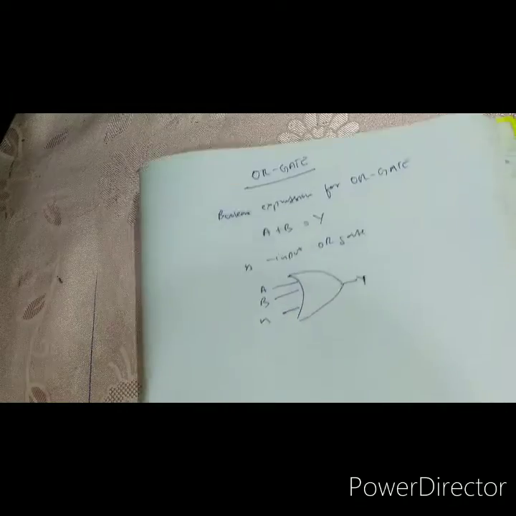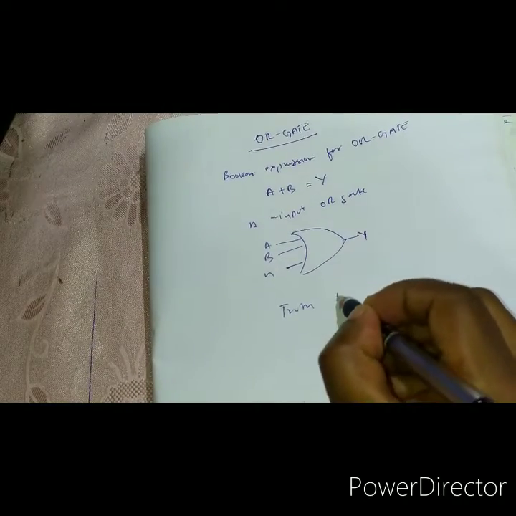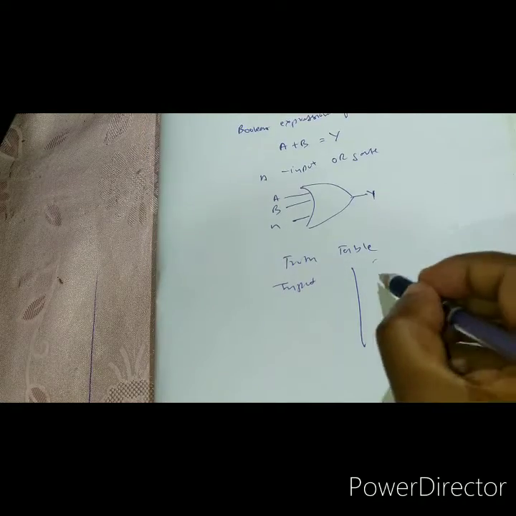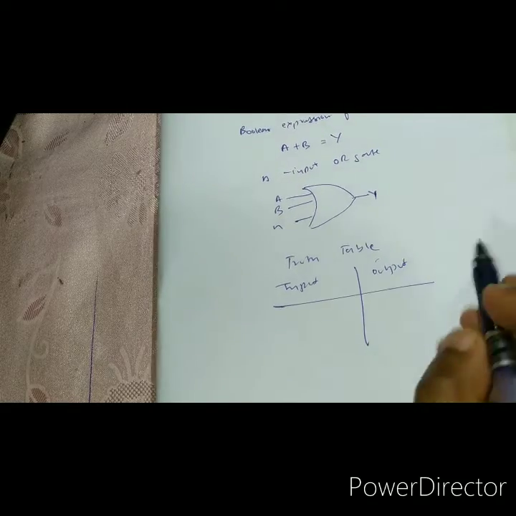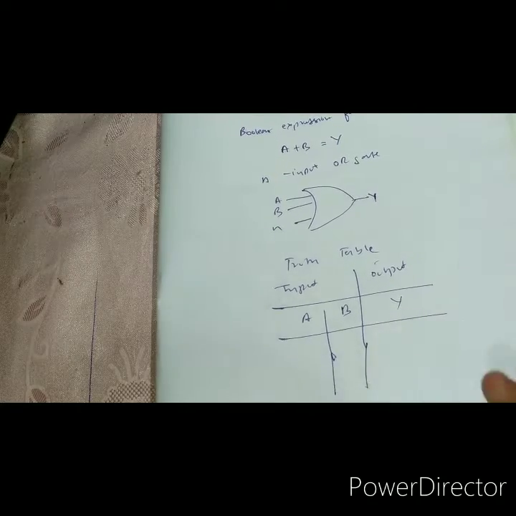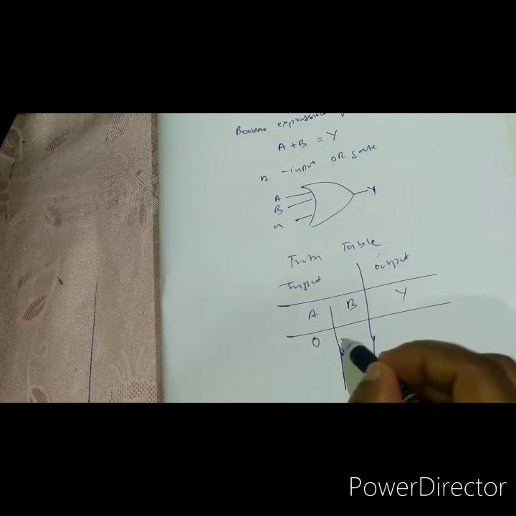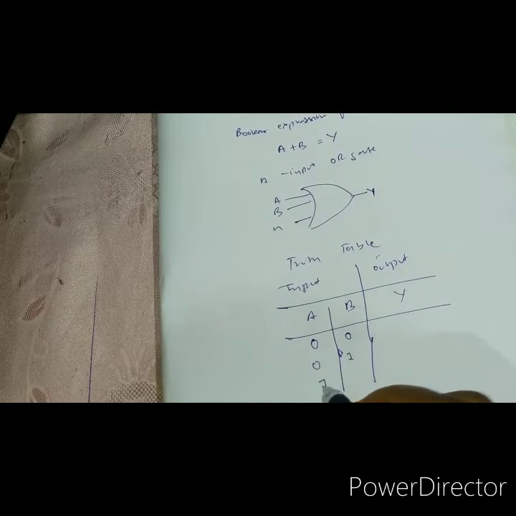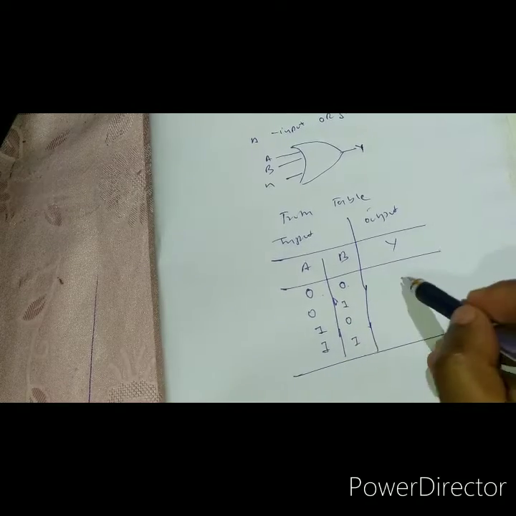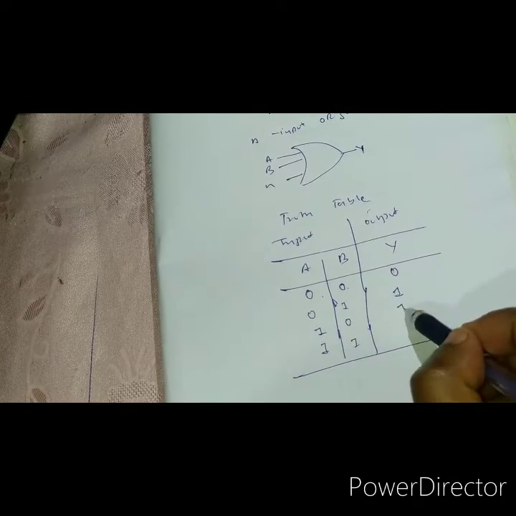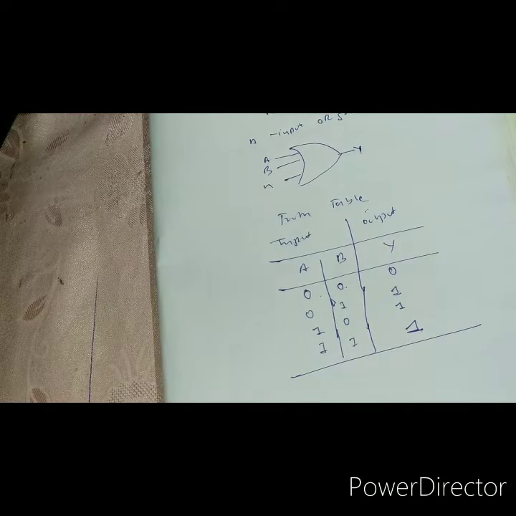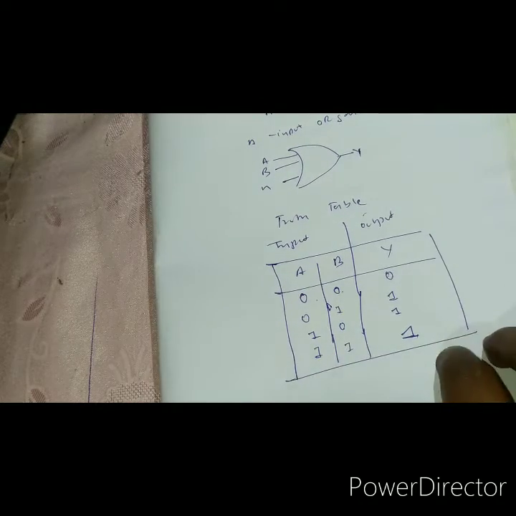And the truth table. Let us see the truth table for the OR gate, with inputs A, B and output Y. Let us see the truth table for a 2 input OR gate. So the combinations are 0 0, 0 1, 1 0, 1 1. So it performs the logical addition. So 0 plus 0 is 0, 0 plus 1 is 1, 1 plus 0 is 1, 1 plus 1 is also 1. So this is the truth table for the OR gate.